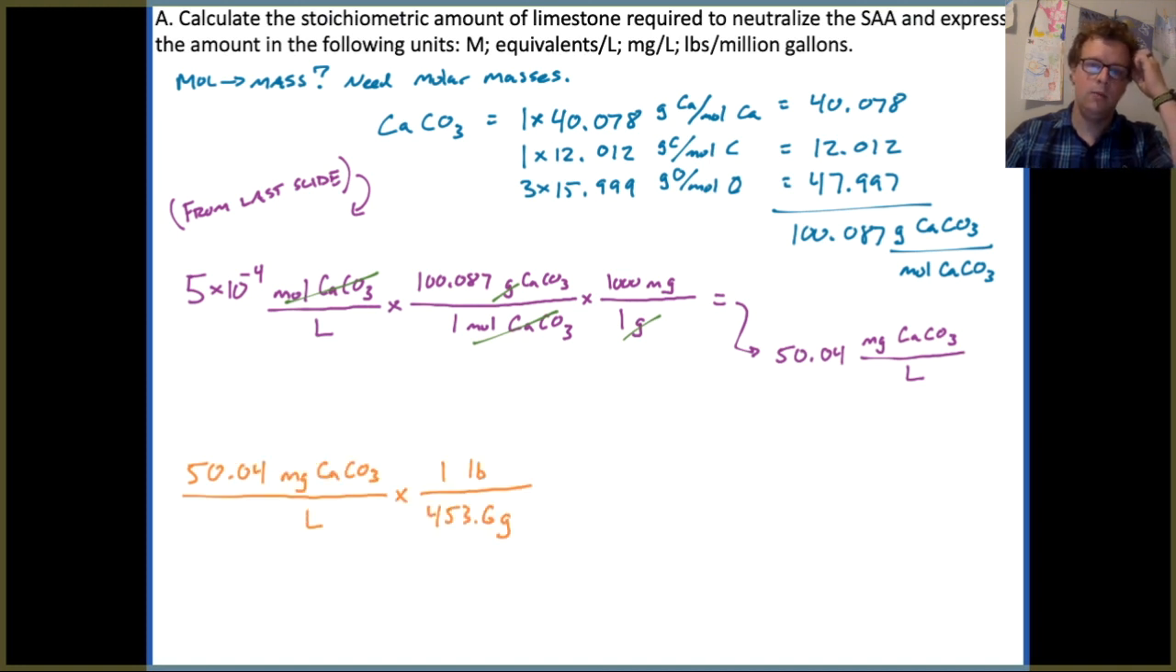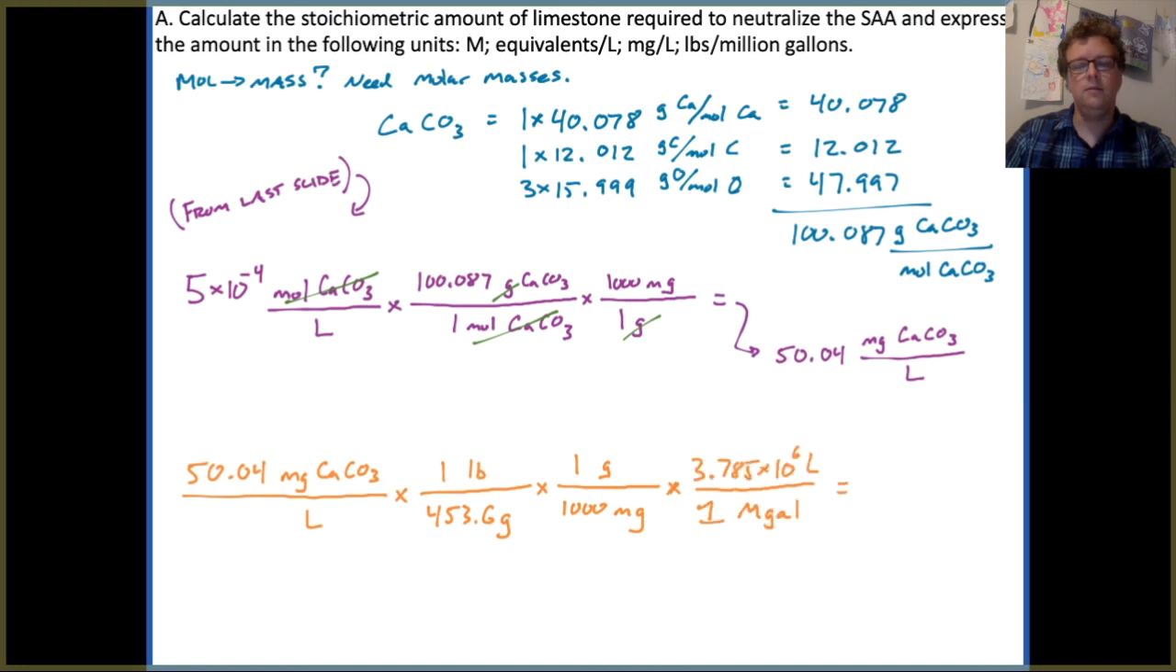Similarly, we're asked to estimate how many pounds of calcium carbonate per million gallons. So starting from milligrams per liter, you can see I'm converting grams to pounds, and I'm converting milligrams to grams. And that grams to pounds conversion is not something that you should have memorized. That's something that you could just quickly Google or look up in a unit conversion table in the front of your text.